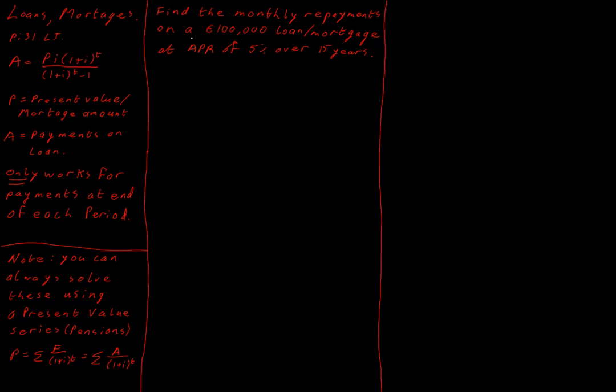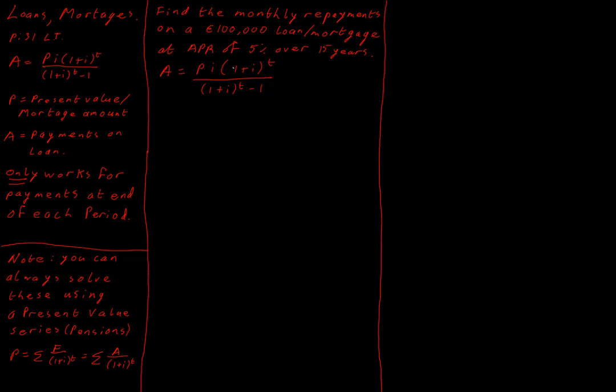Find the monthly repayments on a 100,000 euro loan or mortgage at an APR of 5% over 15 years. So we are looking at this situation. We recognize we're asked about monthly repayments, so we're going to write down our formula. A for our monthly payments is going to be P times I, for our interest rate, times (1 plus I) to the t, all over (1 plus I) to the t minus 1.